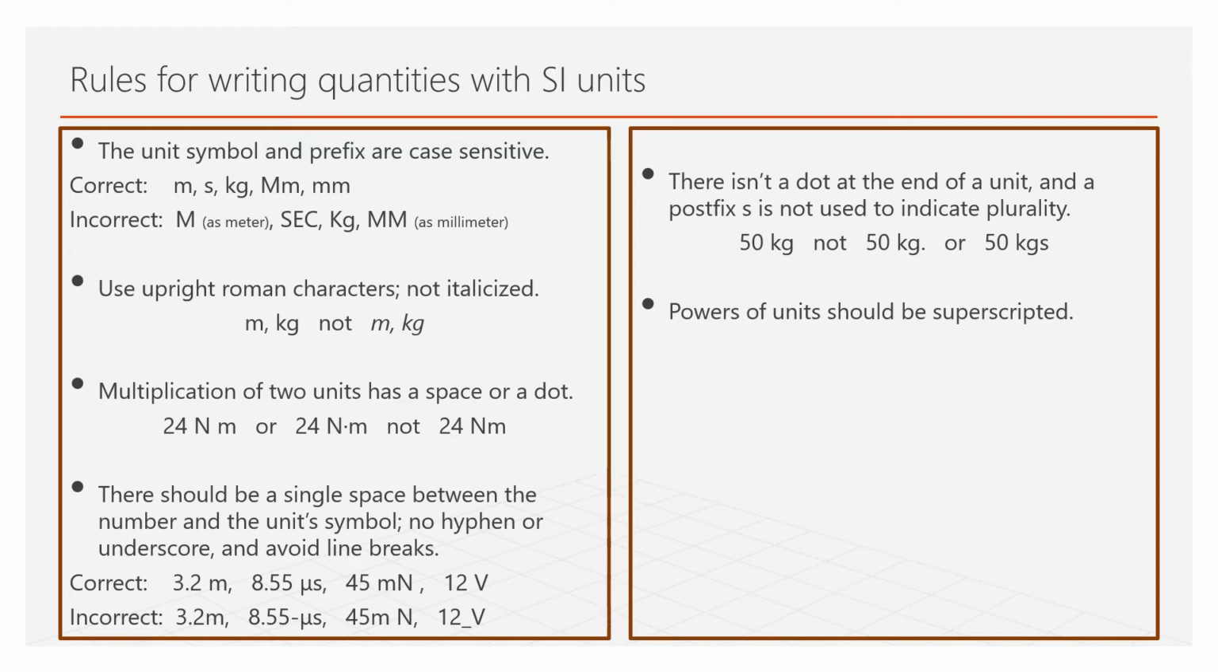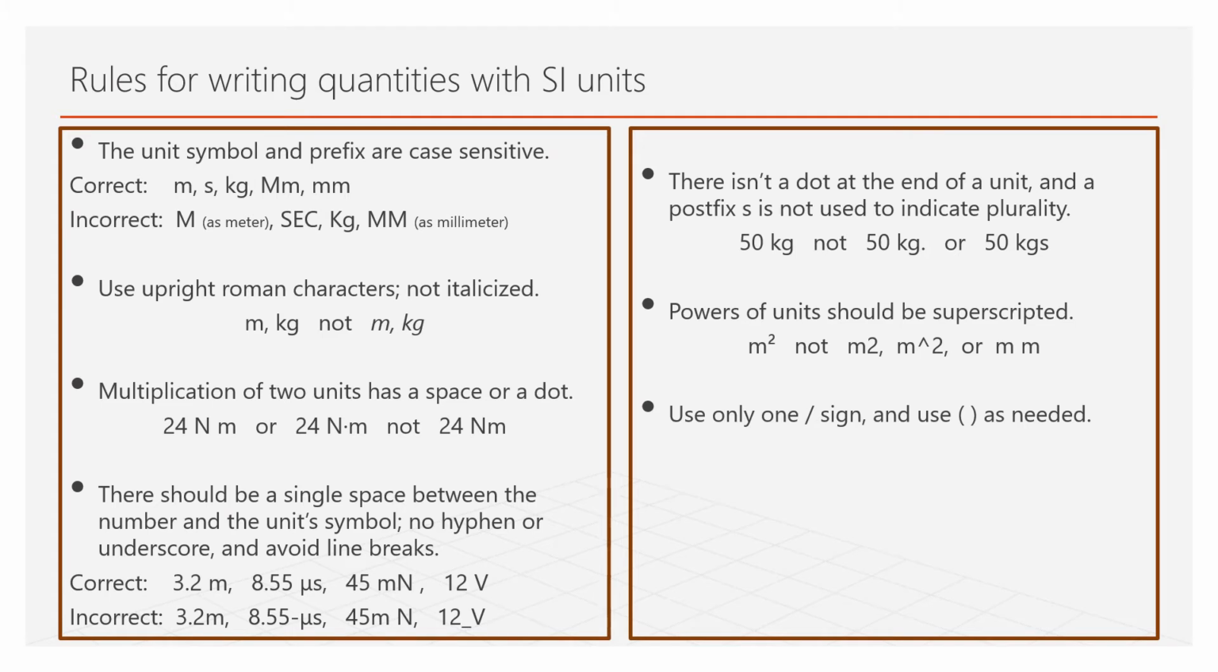Powers of units should be superscripted. So meters squared should be a lowercase m followed by a superscript 2. You should not write m and then the number 2 or m caret 2. Those two forms might be okay in an email or an Excel spreadsheet, but in proper writing, you should go through the trouble of finding the superscript. And writing an m space m is weird. People would be confused by what you meant by that, so definitely don't do that.